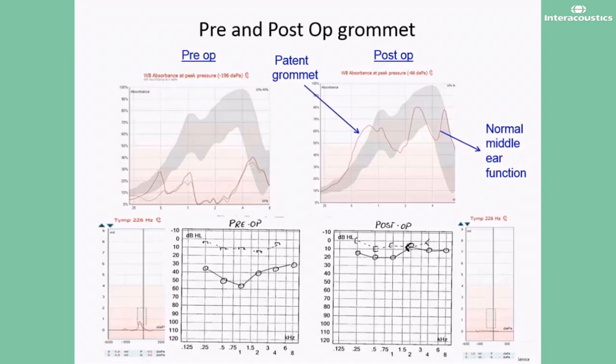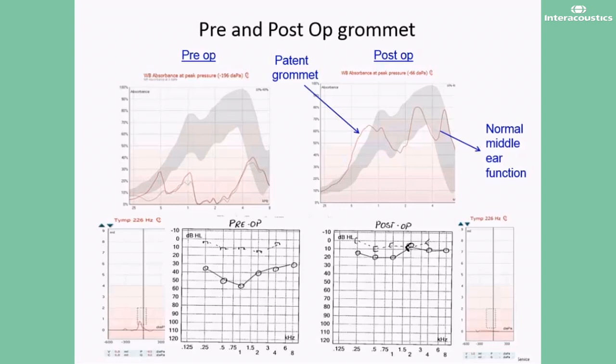Now, in this case, the preoperative assessment showed reduced absorbance with presence of otitis media, and again, postoperative follow-up showed the return back to normal middle ear function, with the absorbance being within the normal limits in most of the frequency range. However, the increased absorbance here in the low frequencies is a very typical pattern seen with the patent grommet.